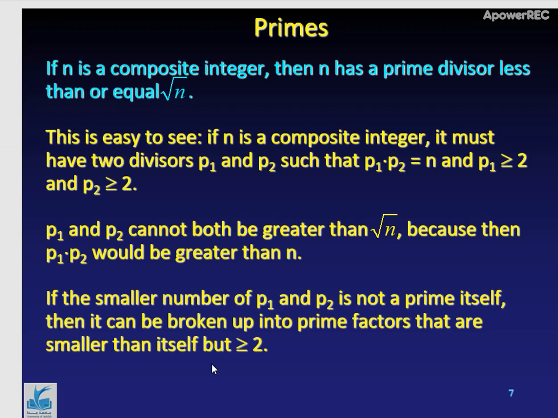So in this case, let us assume that one of those numbers is smaller than the other one, and it so happens that the number p1, let's say, which is the smaller one, is not a prime number itself. Then we can break it up into smaller prime factors, and the smallest of those factors of p1 will always be less than the square root of n, because p1 was less than the square root of n, because of this argument to maintain the product to be n. So this is a hand-waving argument as a justification of this property.